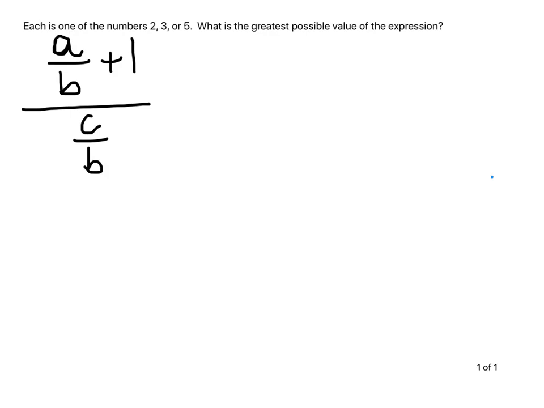Here we have a GRE question dealing with greatest possible value. We were told that in the expression, A, B, and C are different numbers, and each is one of the numbers 2, 3, or 5. What is the greatest possible value of the expression?